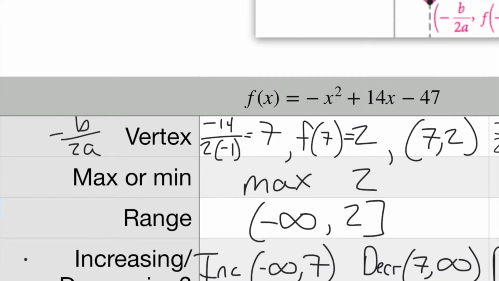And increasing or decreasing? Well, it's increasing from negative infinity to 7. Remember, that's where the vertex is. And then it's decreasing again from 7 to infinity. These are x values. These are not points. With all these x values, negative infinity up to 7, it is an increasing function. Remember, it's an n, opening downward. This is the left part of the n, and this is the right part of the n, where it's decreasing.